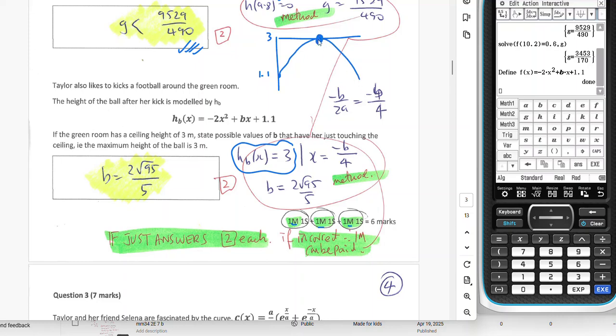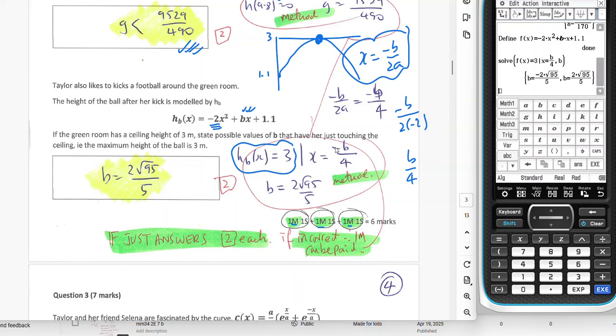This turning point, x equals minus b over 2a for the turning point. In this case, my b is b, but my a is negative 2. So minus b over 2 times negative 2. Therefore, b on 4. So that there should be a positive because I've got a negative and a negative. And when I do that, f of x equals 3, given x equals b on 4, solve for b, we get 2 root 95 on 5. Including this notation will give you your method mark.